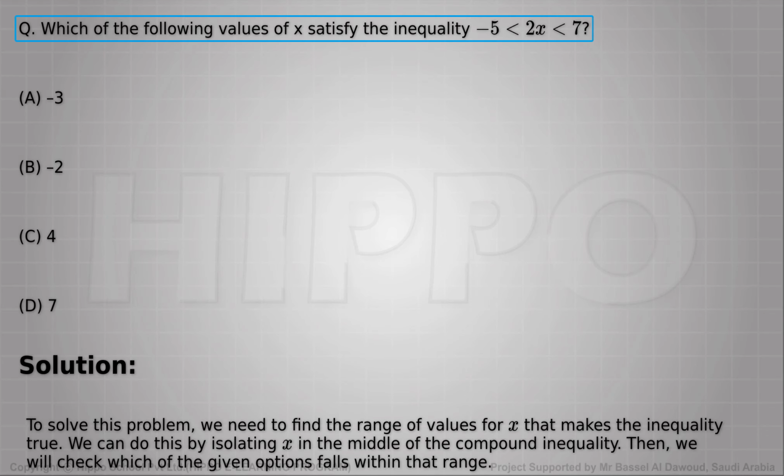Hello students, today we're going to tackle a common type of question you'll see on the SAT, a compound inequality. The question asks us to find which of the given values for x correctly fits into the inequality you see on the screen. -5 is less than 2x, which is less than 7. Let's break this down step by step.